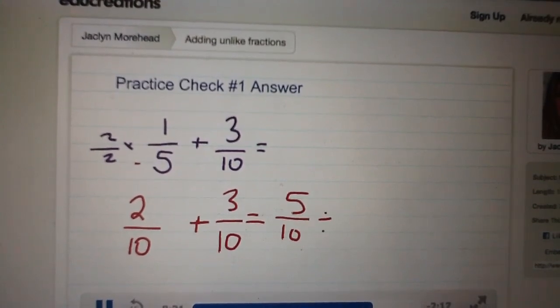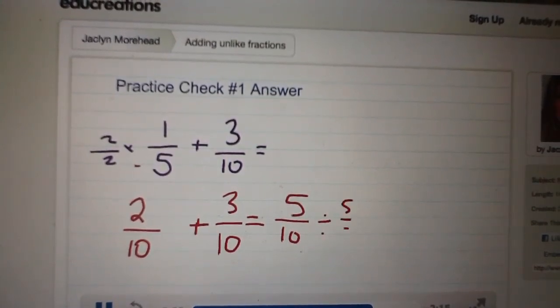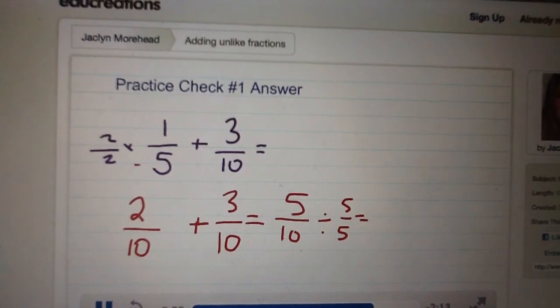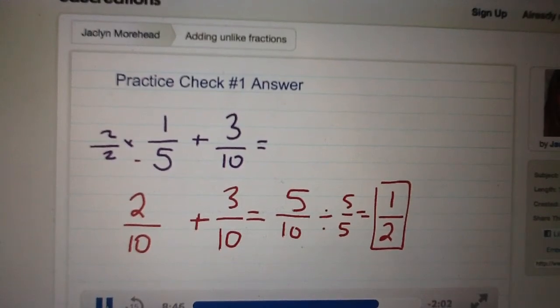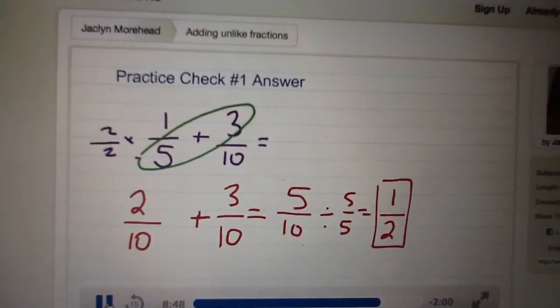5/10. I know that 5 and 10 can both be divided by 5. They have that number in common, and my final answer is 5 divided by 5 is 1, 10 divided by 5 is 2, 1/2. Now, if I did this using the butterfly method, draw my butterfly.